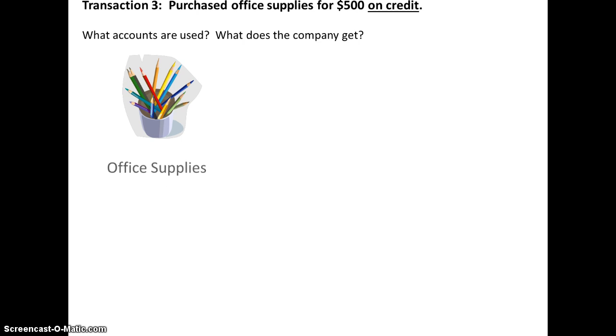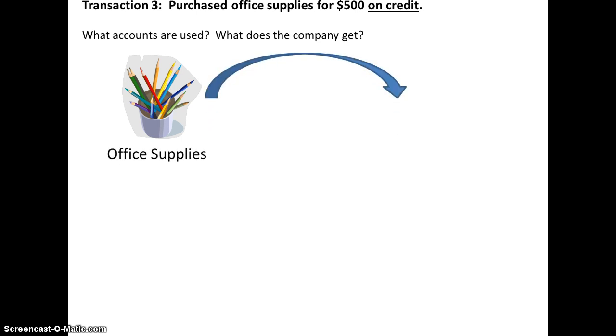So when the company has to pay, it's payable. And in this case, we purchased office supplies for $500 on credit. What did the company get? The company got office supplies. How did we pay for it? On credit. The simplest example of that is a credit card, but we call it accounts payable.